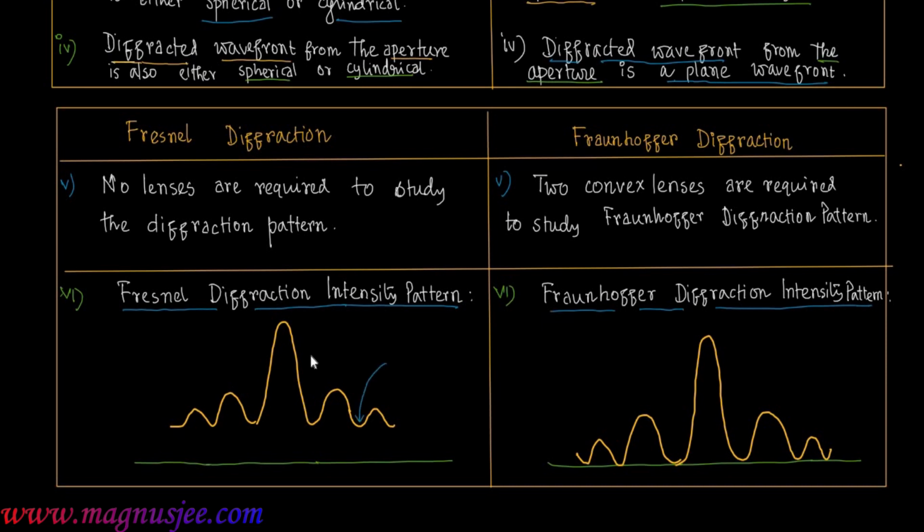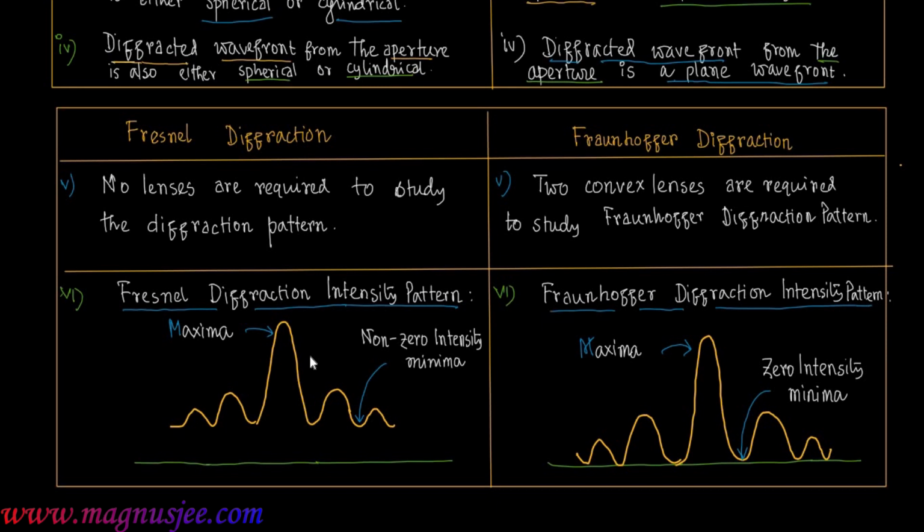Now for the Fresnel diffraction pattern we can show non-zero intensity minima, and this is the maximum intensity or intensity of central maximum. On the right hand side again, this is the maximum intensity, and we can also show zero intensity minima, which indicates that the intensity of secondary minimum is 0 for Fraunhofer diffraction, but for Fresnel diffraction, the intensity of secondary minima is not 0.